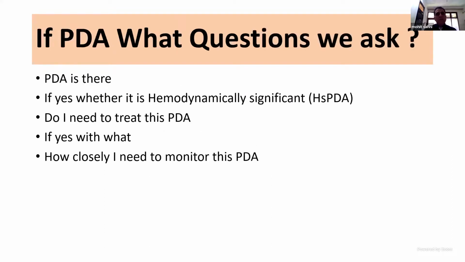The first thing we need to know is whether the PDA is there or not. Only then will you treat, isn't it? So first look for the PDA. Then the next question is whether this PDA is hemodynamically significant or not on the echo. And then the question will arise, do I need to treat this PDA? If yes, then with what? Those drugs and the controversies we will see in the panel. And if we are treating or not treating this PDA, how closely do I want to monitor it, as I was discussing about PDA monitoring.